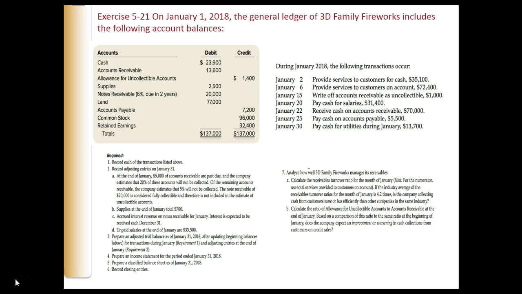31st. So as you see here, it tells us at the end of January, $5,000 of accounts receivable are past due, and the company estimates that 20% of these accounts will not be collected. Of the remaining accounts receivable, the company estimates that 5% will not be collected. The notes receivable of $20,000 is considered fully collectible and therefore is not included in the estimate of uncollectible accounts. So let's create this adjusting journal entry first.